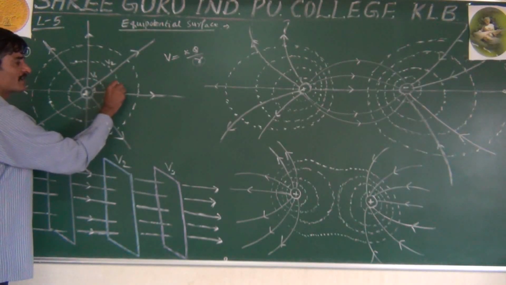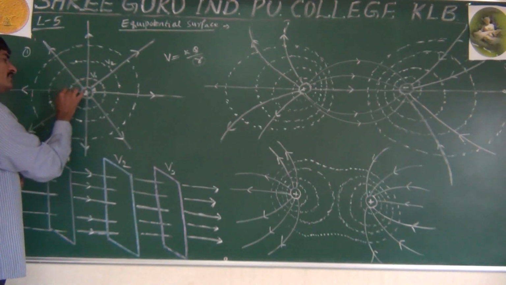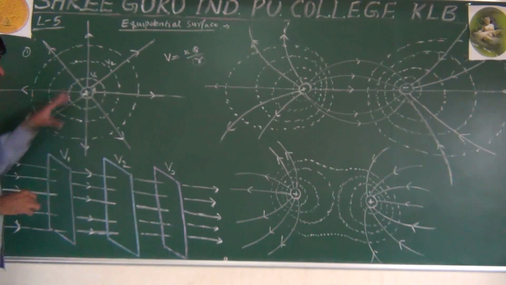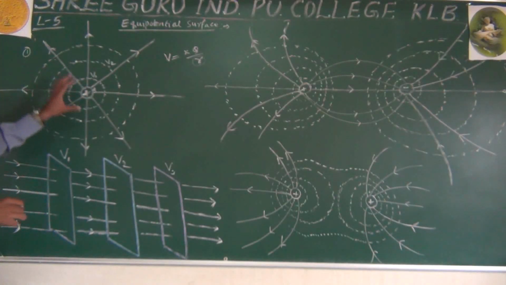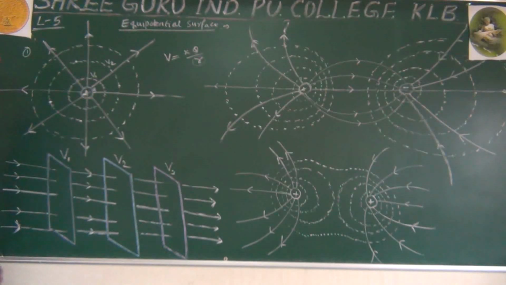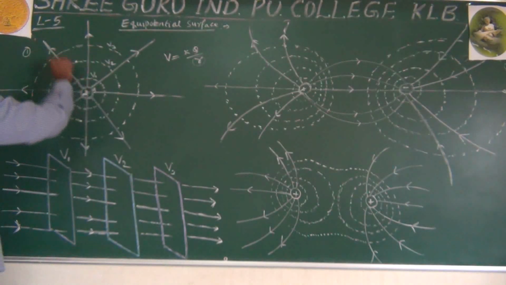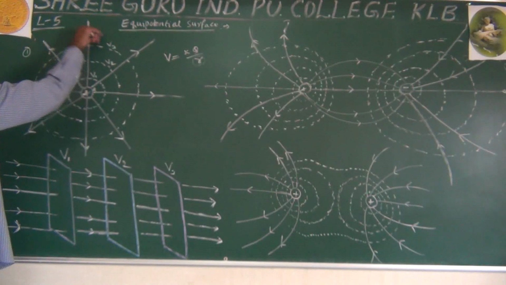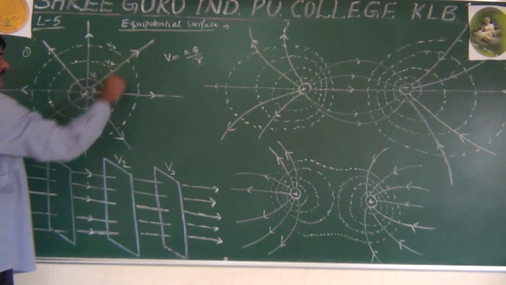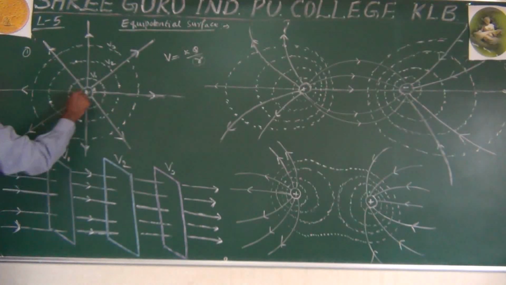Here electric potential is different, here electric potential is different. But if we compare all the points which are lying on this spherical surface, or in this circle, that will be an equipotential surface. So this is another equipotential surface, and these straight lines are electric field lines.